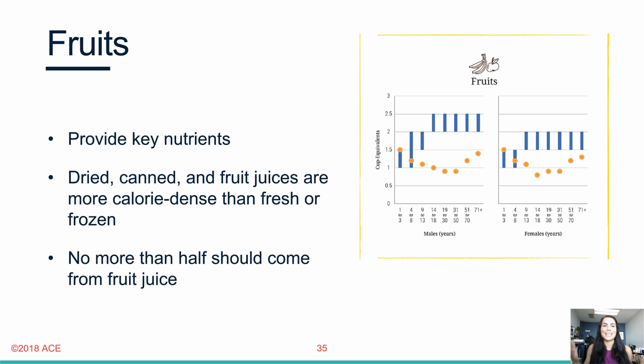Fruits, again, are a key nutrient, and it's important that we limit the amount that we get from dried, canned, and fruit juices because they tend to be higher in things like sugar. And no more than half of our fruit should come from fruit juice. Again, you have this figure about how much we're consuming versus how much we should be consuming for fruit, where orange dots are the average consumption. Again, we are under consuming fruit for both males and females across the lifespan.